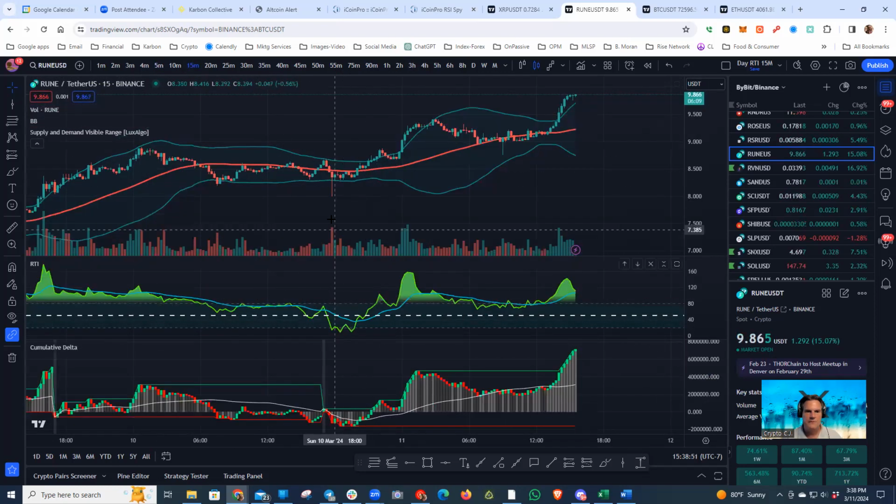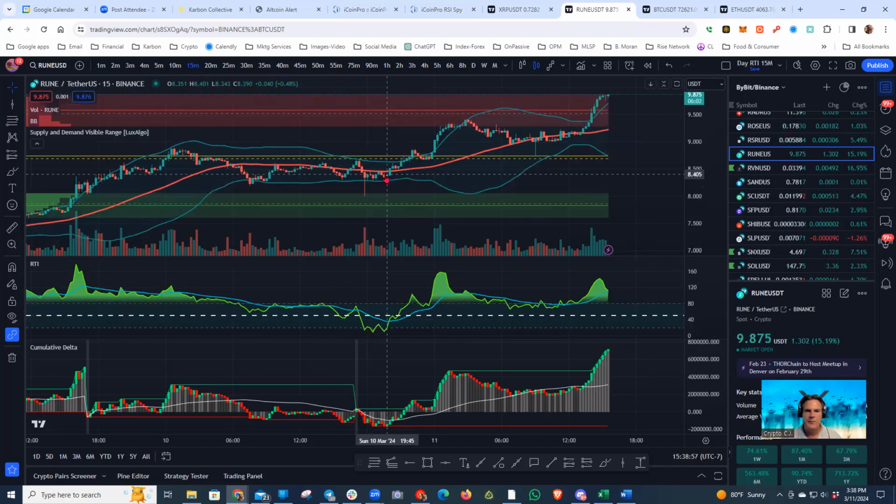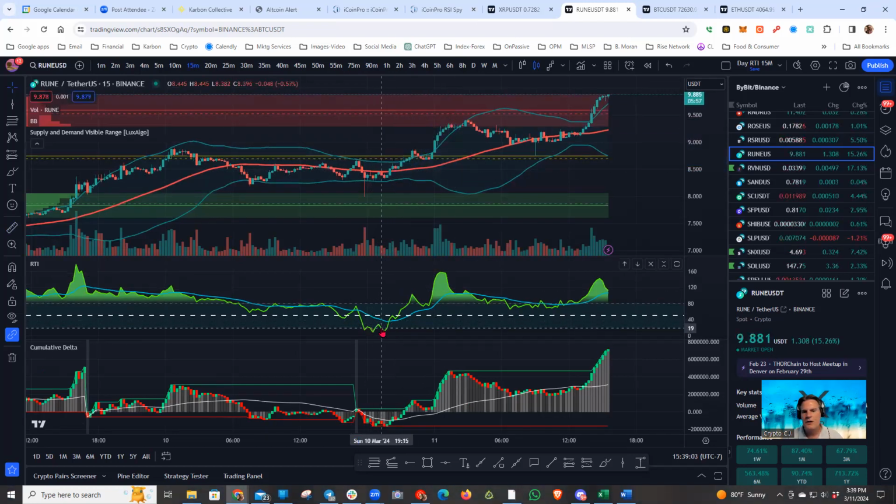And then we got a really nice dip sequence on Sunday night before the big move. So that would be a good one. So this one looks pretty good. If you get an entry on the 20, rising above the 20 on the RSI.